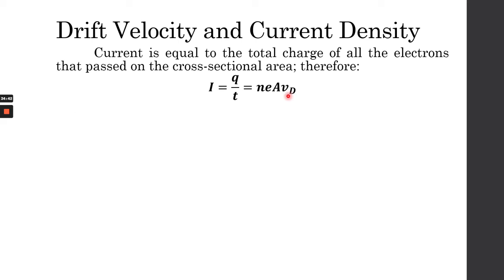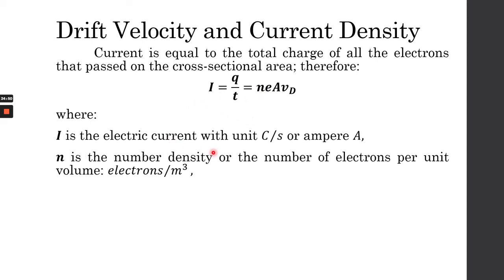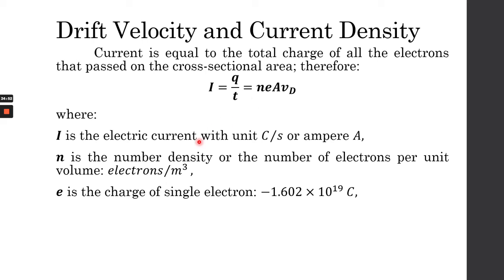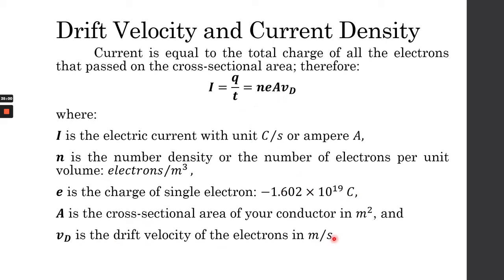where I is the electric current in units of coulombs per second or amperes, n is the number density or the number of electrons per unit volume, with units of electrons per cubic meter, e is the charge of a single electron, A is the cross-sectional area of the conductor, in meters squared, and Vd is the drift velocity of the electrons in meters per second. So that's how we measure the current in terms of drift velocity. That's our equation. That's an equation that I want you guys to remember.